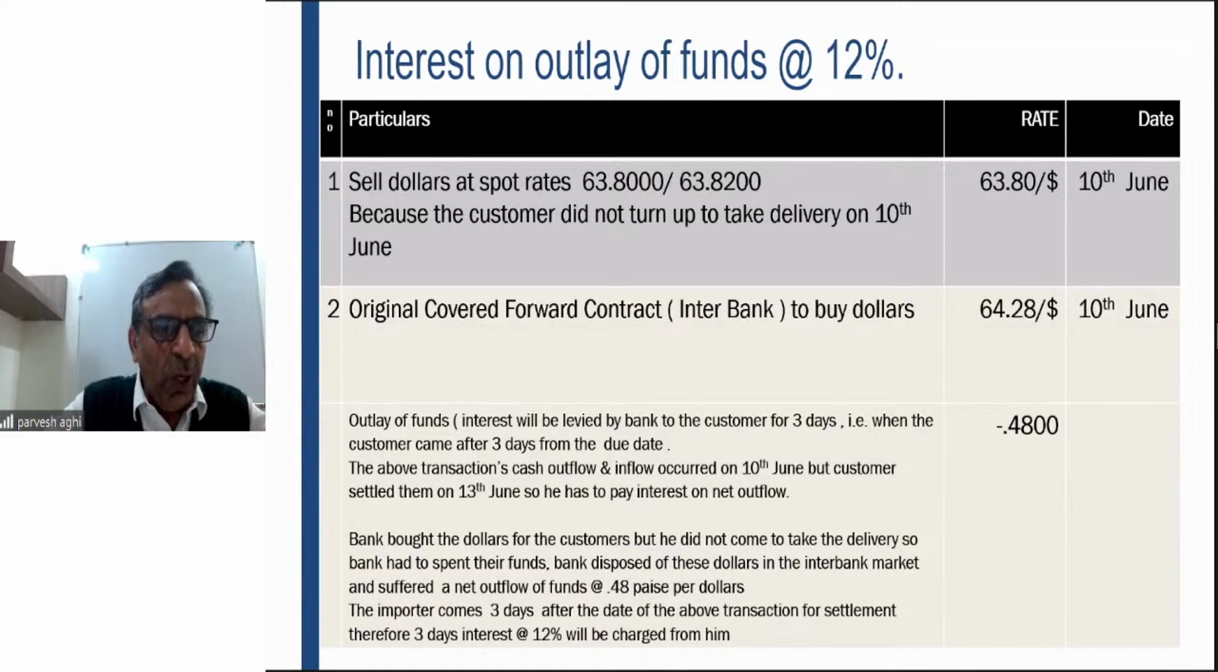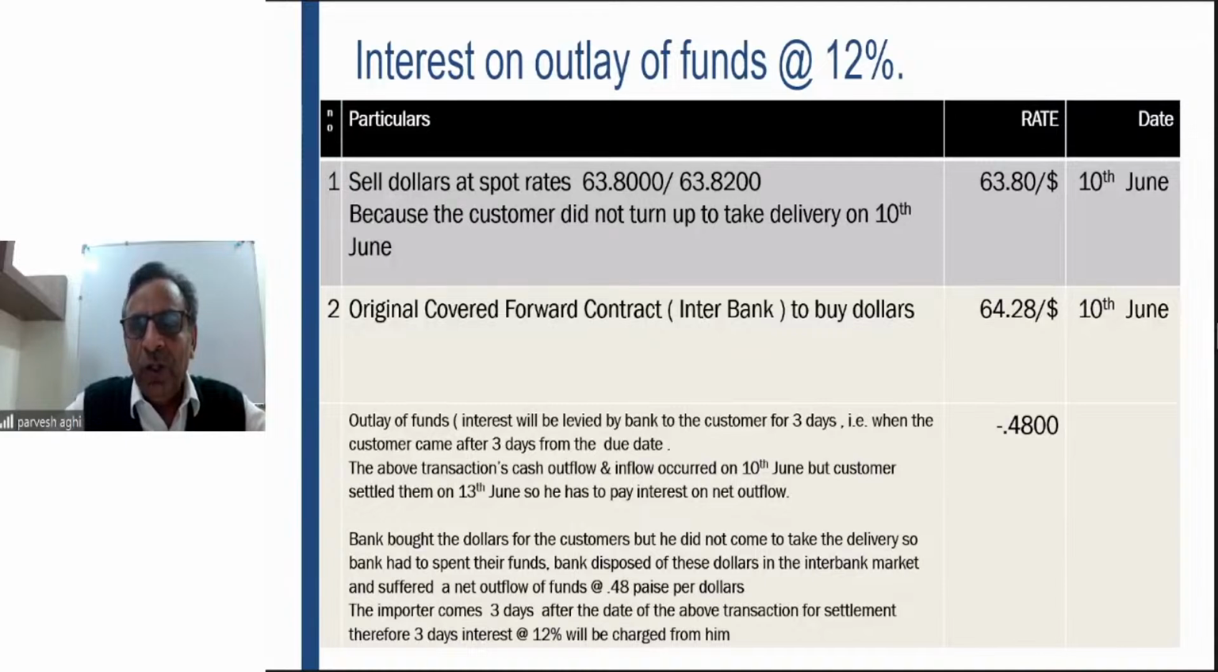If you read this, on outlay of funds, interest will be levied by the bank on the customer for 3 days. Since both these transactions happened on 10th and you were not in the picture, you came to the bank on 13th. So for 3 days, the banker has had an inflow and outflow of money, so they are going to charge you interest. The above transaction's cash inflow and outflow occurred on 10th June, but the customer settled them on 13th June, so he has to pay interest on the net outflow.